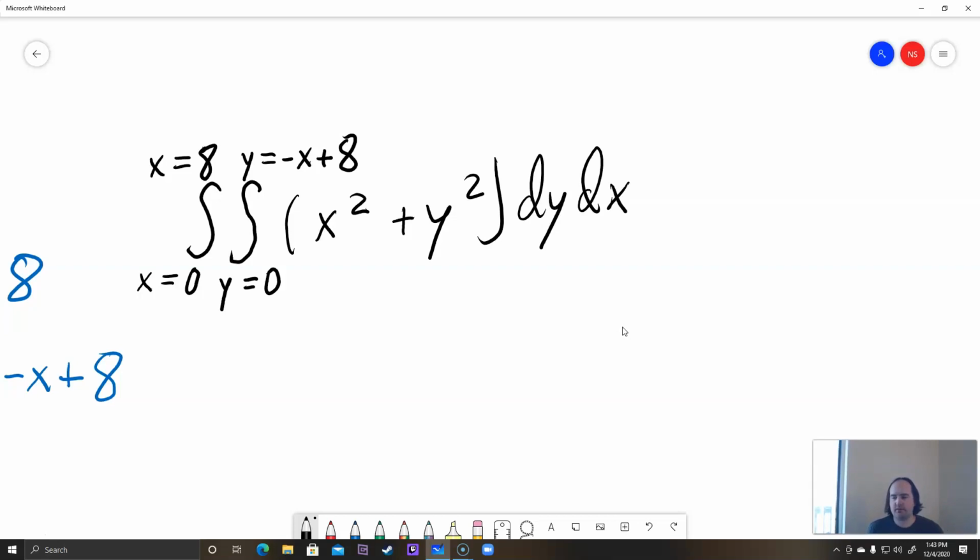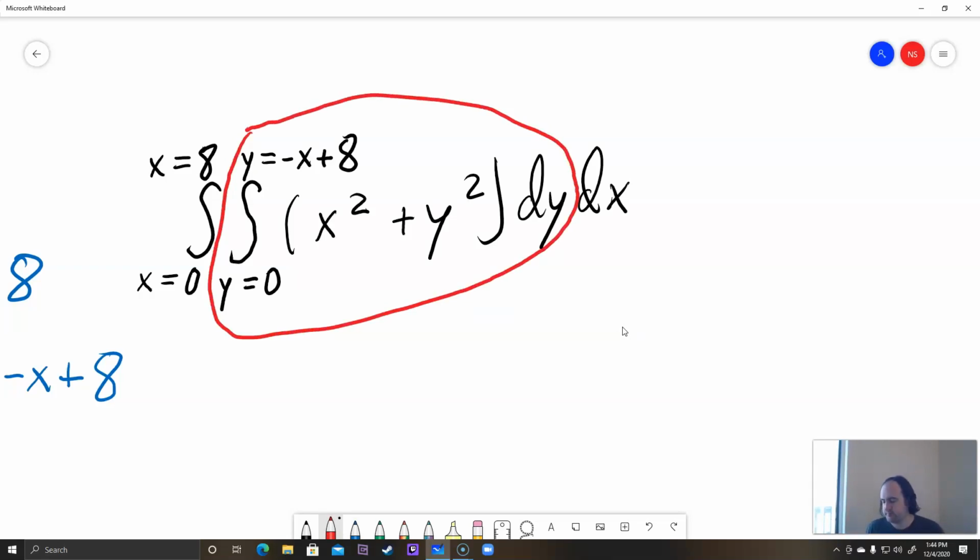Okay, and as always with double integrals, you want to do your inside integral first. So we're going to do this inner integral first, the dy. Okay, and remember, if you're integrating with respect to y, that means the other variables are constant. So this means x is going to be constant. Okay, so since x is constant, x squared is constant. So the integral of x squared is just going to be x squared times y. Right, because the integral of a constant is the constant times a variable.